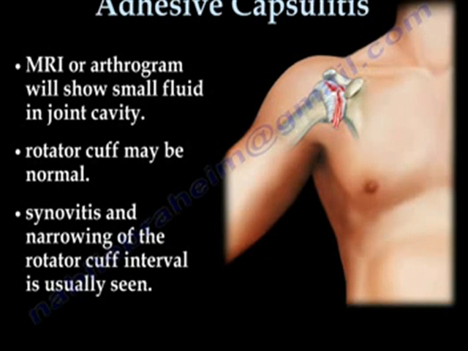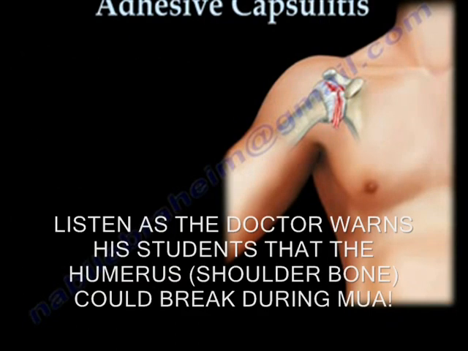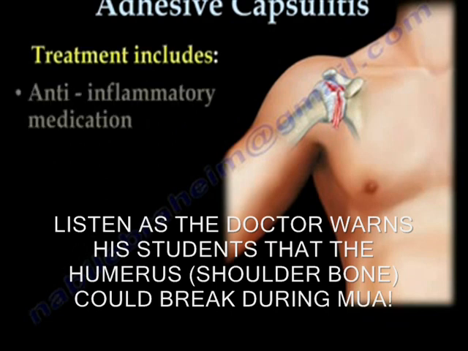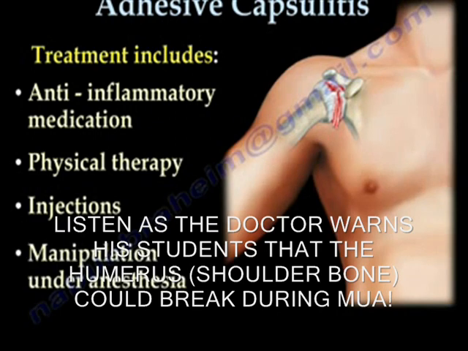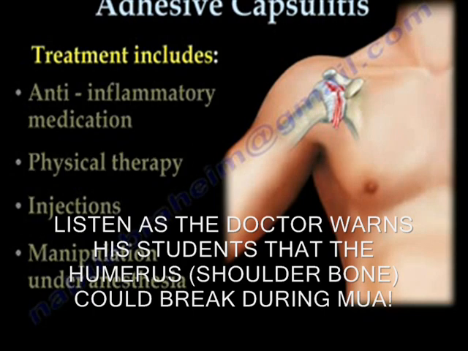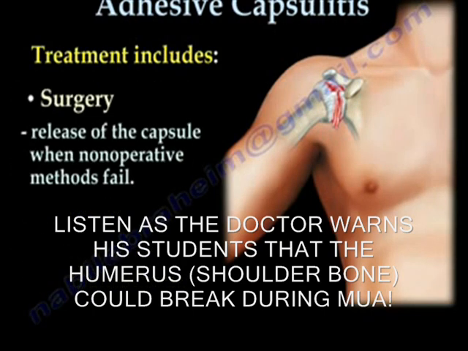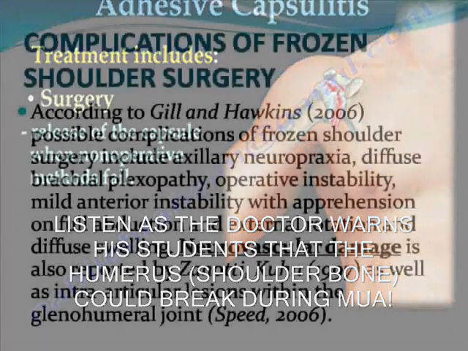The rotator cuff probably will be normal. The synovitis and narrowing of the rotator cuff interval is usually seen. Treatment includes anti-inflammatory medication, physical therapy, injections, manipulation under anesthesia. Be careful so the humerus won't break during the manipulation. Surgery is done when non-operative methods fail.